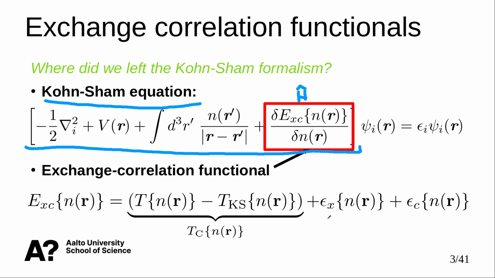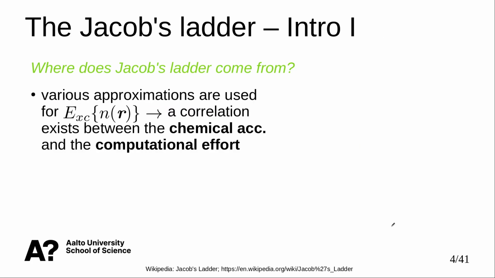The second part is the exchange contribution, and the last part the correlation, electron correlation contribution. Okay, so we stopped in our discussion that various approximations can be made to compute the exchange correlation functional, and that's where the picture from the Jacob's ladder comes in, because those different approximations differ in their chemical accuracy, but also in their computational effort.